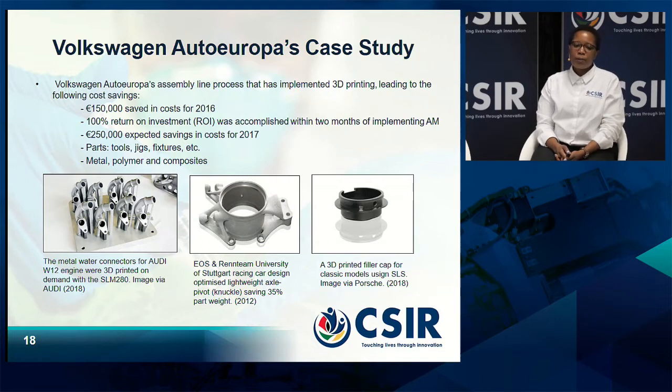And the student had to optimize the design for the axle pivot, and they ended up with 35% part saving with the additive manufacturing. That led to less fuel consumption, so they could do more laps and refueling within the laps, and the student ended up winning the competition for that year.